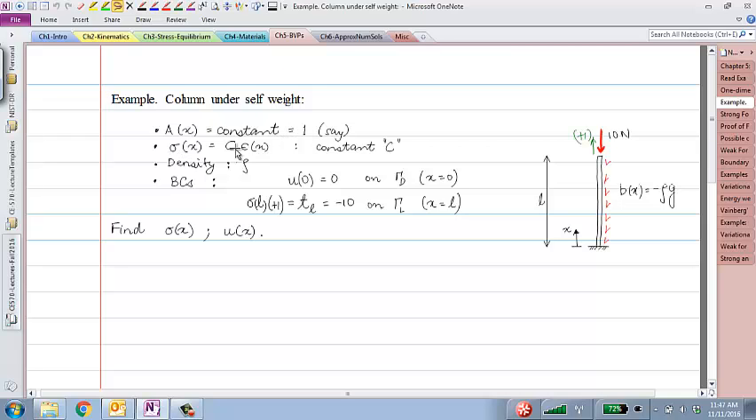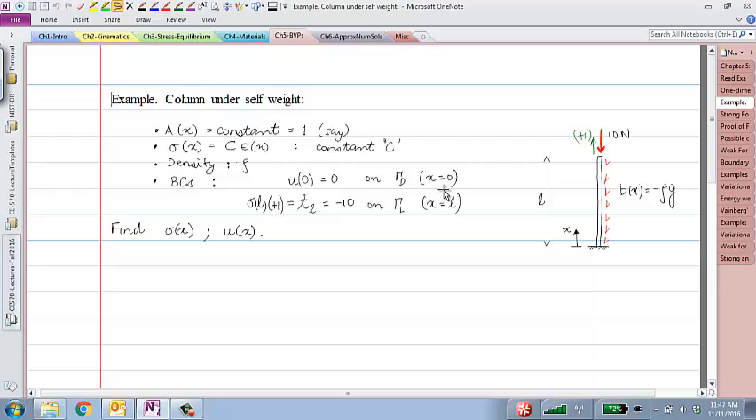Stress and strain are related through some Young's modulus C. And density of the material is given to you, rho. Boundary condition says that the bottom end is fixed. Displacement at x equal to 0 is 0. That's the Dirichlet boundary condition.